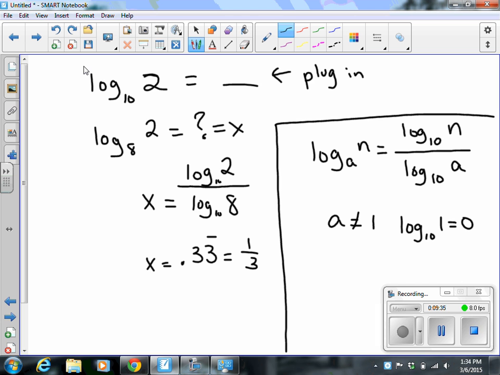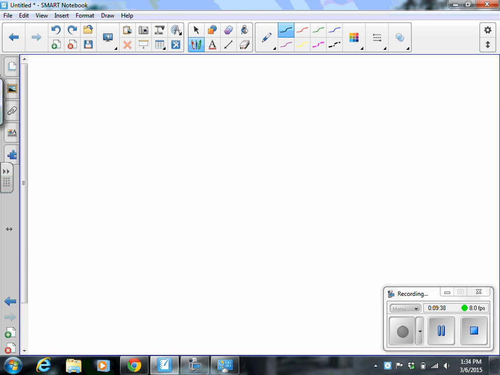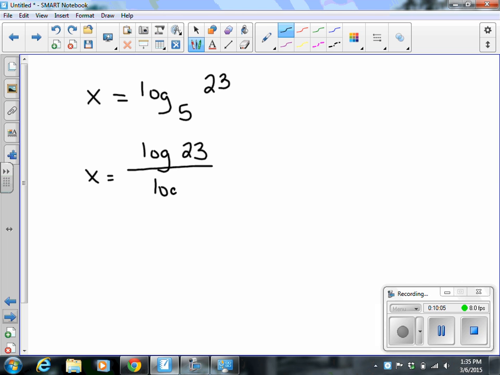Okay, so I've shown you an example of this. Here's your question. x equals the log base 5 of 23. So go ahead and calculate your x. Looking at this, I know x has to equal the log of the big number, the 23, over the log of 5, and I just plug that right into my calculator. And I see that x equals 1.948.